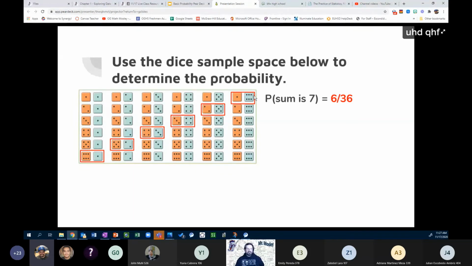Do you have any questions about how we got this? Or why it's 6 and not a different number?